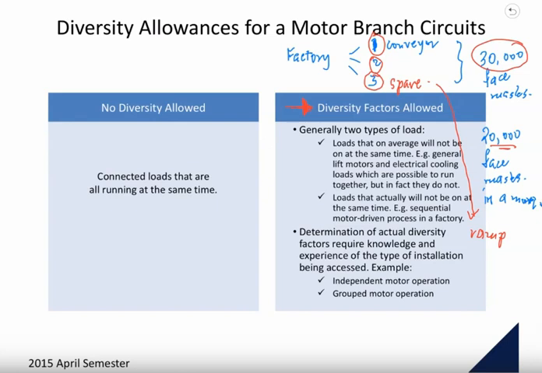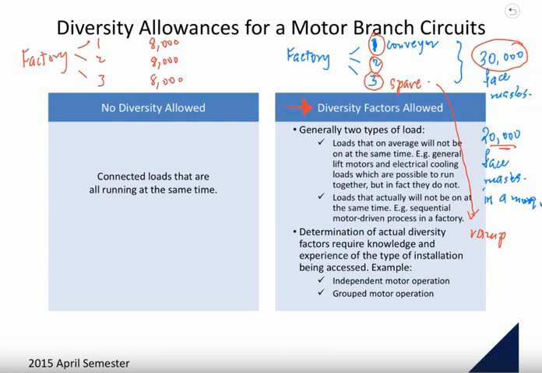So there are cases that we do not allow diversity factors. Okay, in another factory. Okay. Yeah. Same 3 conveyor system. But each conveyor system, instead of being able to produce 10,000, can probably only produce 8,000 pieces of face masks.